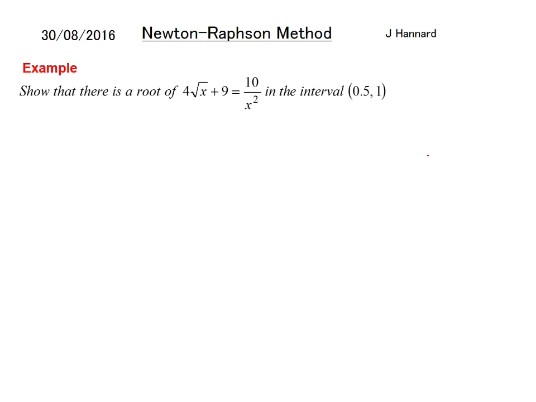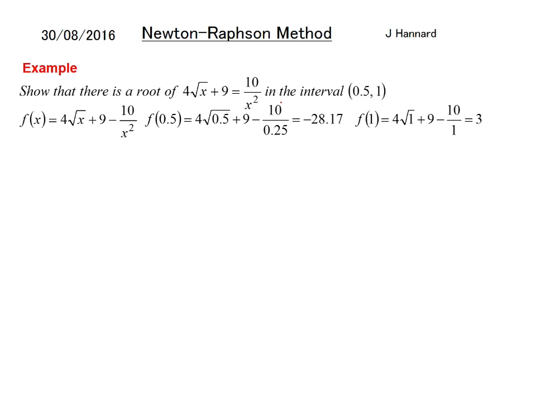So second one, show that there's a root of 4 root x plus 9 equals 10 over x squared in the interval. And yet again, that should be no, it doesn't. Never mind, because we can take it over the other side and it's a minus. So you end up with that. Putting a 0.5 through, you get minus 28.17. Putting a 1 through, you get 3. Change of sign implies root in between 0.5 and 1.